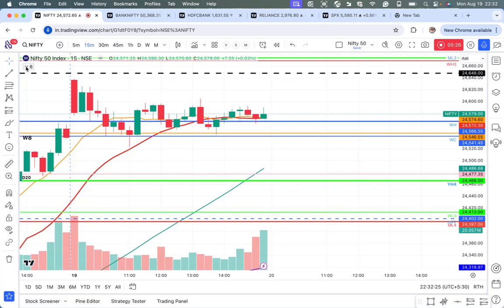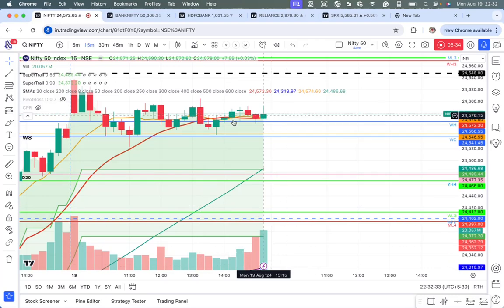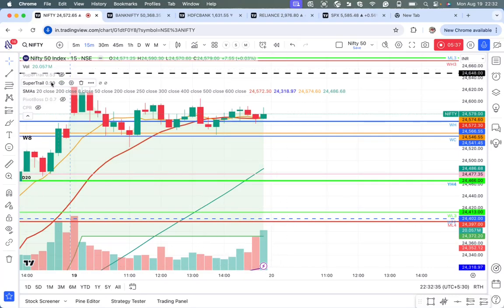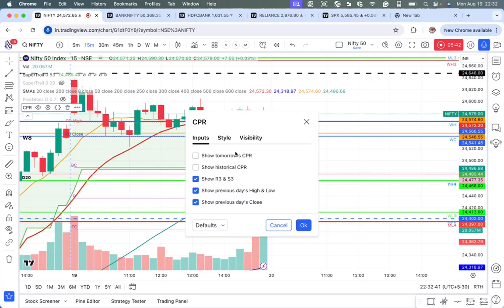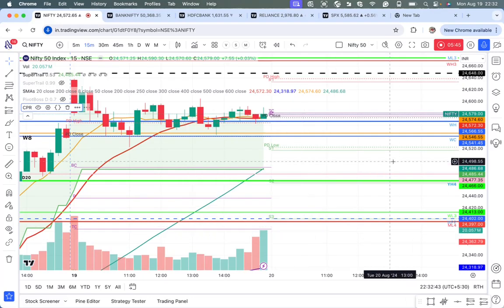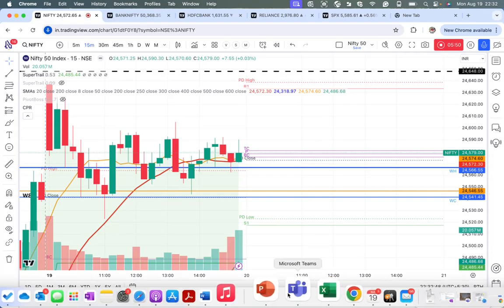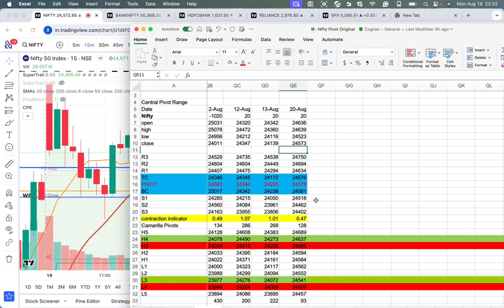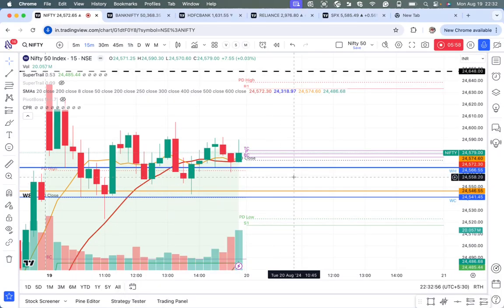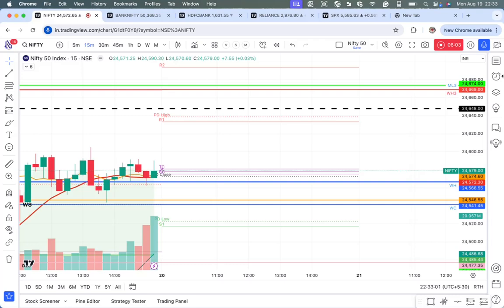Now, when we look into my super trail indicators, both of them, that is 0.53 and 0.99, have turned bullish, which indicates that the market is bullish in nature. And when we look into tomorrow's CPR, we see that tomorrow's CPR is above today's CPR, and the contractor indicator is 0.47, which indicates that tomorrow could be a trend day. But it all depends upon where the market will open tomorrow.